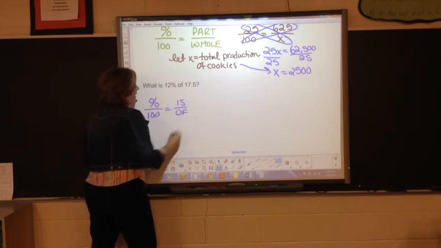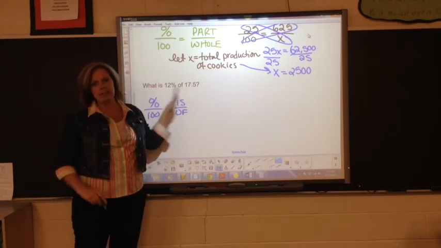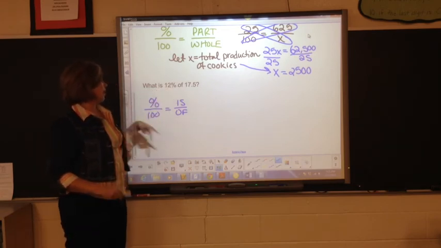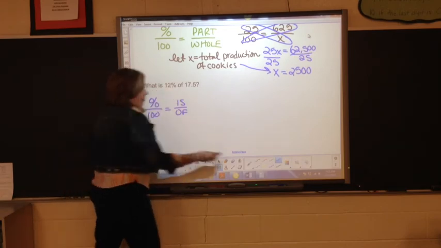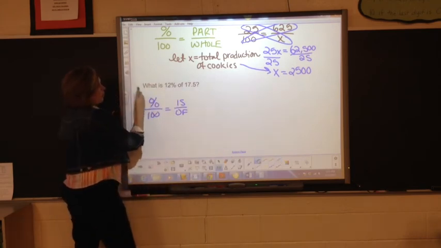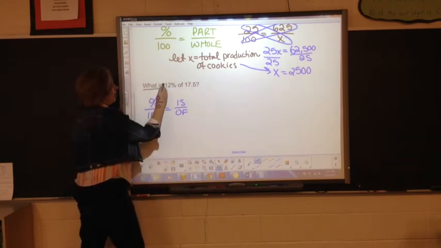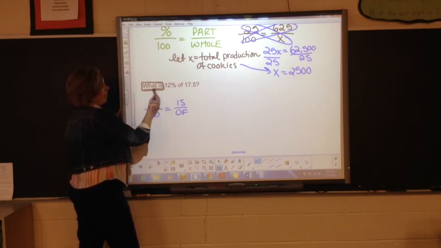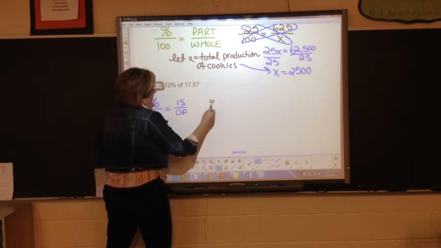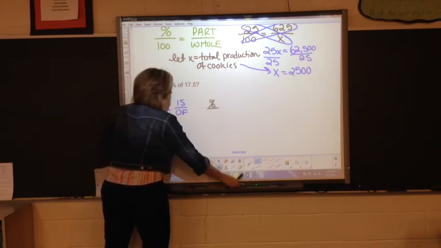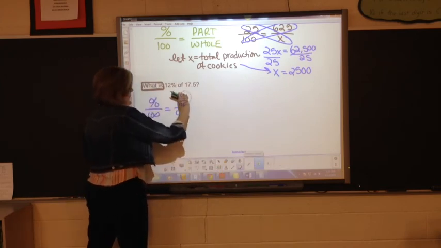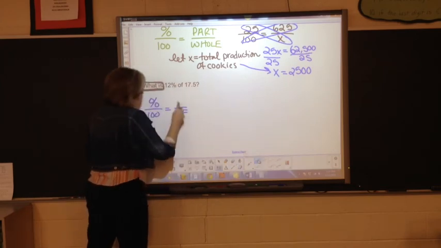Now, the other method, the percent over 100 equals is over of. This method works best when you have just a missing number, whether you're missing a percent, or the is, or the of. So the way that I taught you guys this is you look for the word what, and I have what is. So this is going to be my variable. I know that I'm going to put a variable, what, in the is portion. So I'm just going to erase that and put a variable.